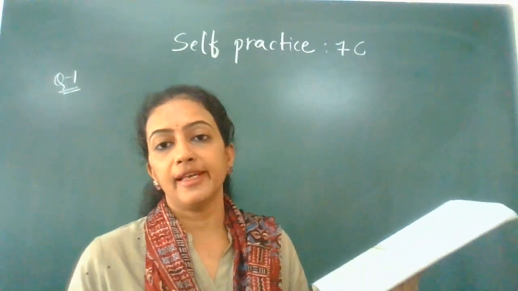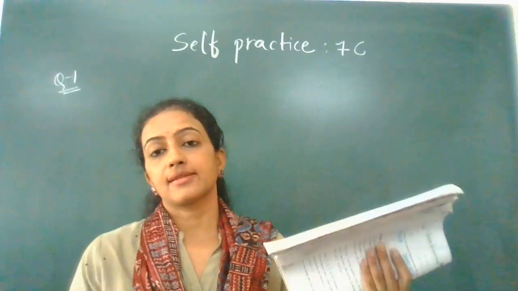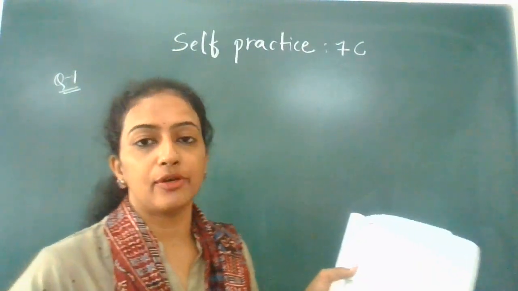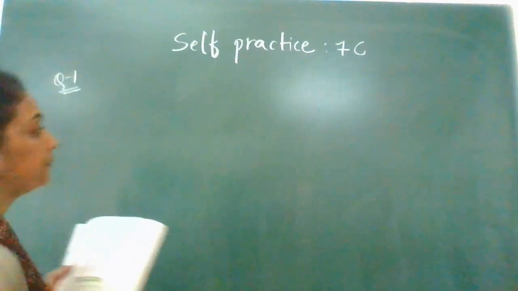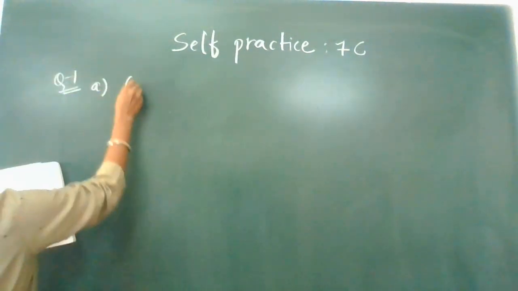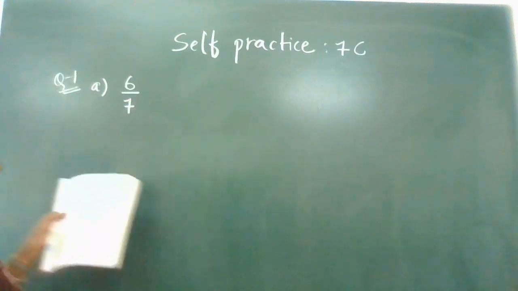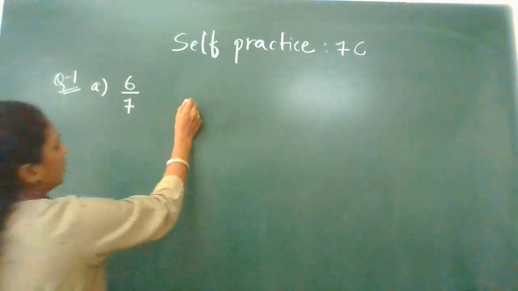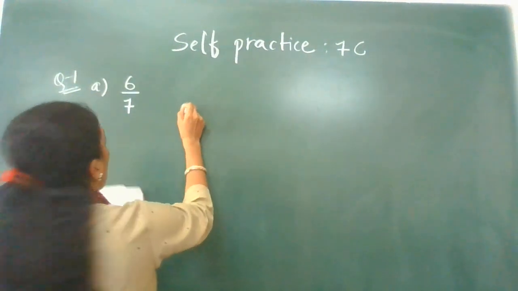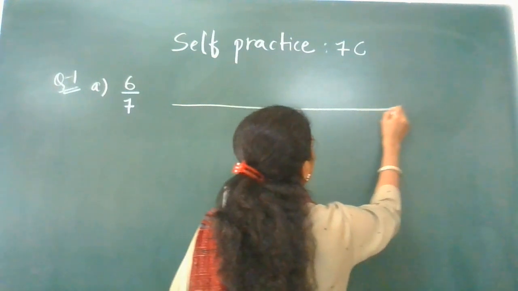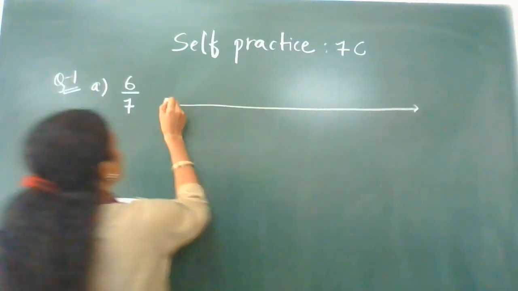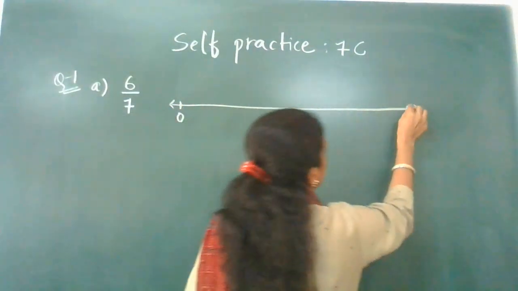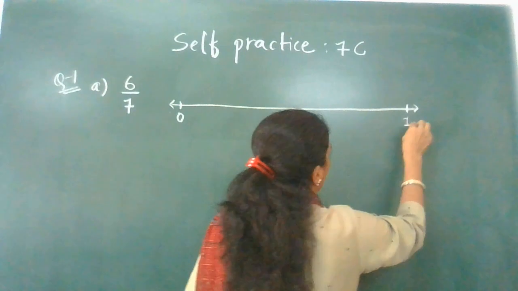The number lines are already given to you, but if it is asked in the exam, then you have to draw it and make parts of it. So A is 6 upon 7. The number line is already given to you. Here you are given the marking 0, and here the marking is 1.